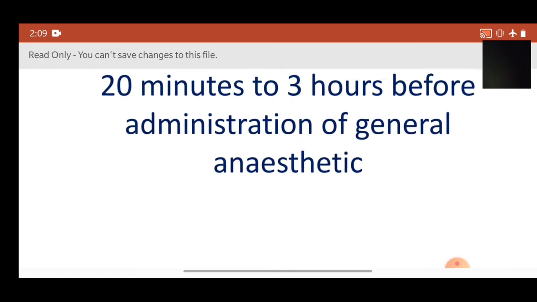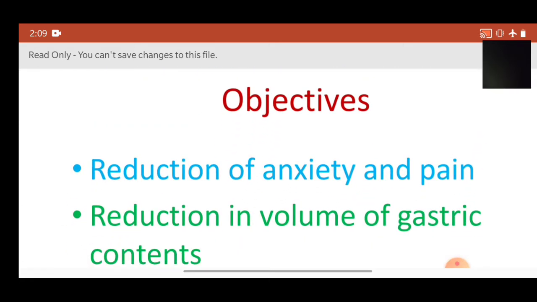Now, the first objective of pre-anesthetic medication is to reduce anxiety and pain in the patient's body just before administration of general anesthetics or just before undergoing surgical operations. Means the first objective is reduction of anxiety and pain in the patient's body.